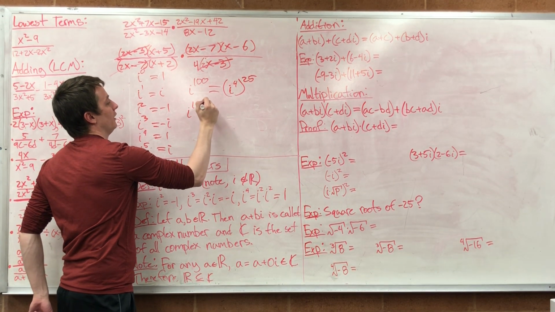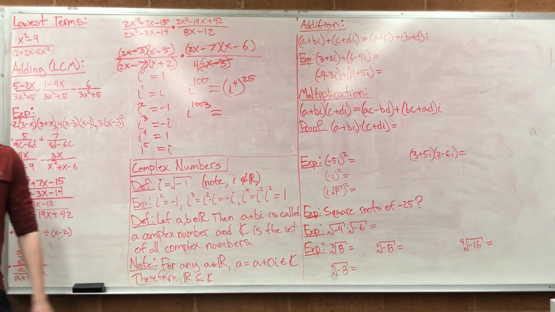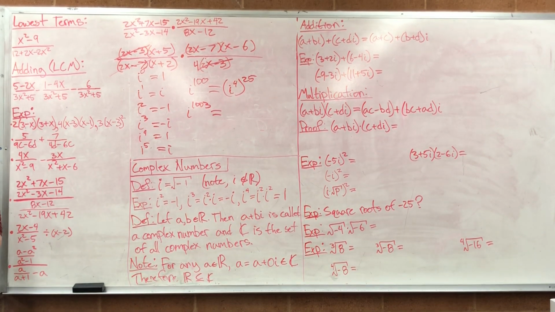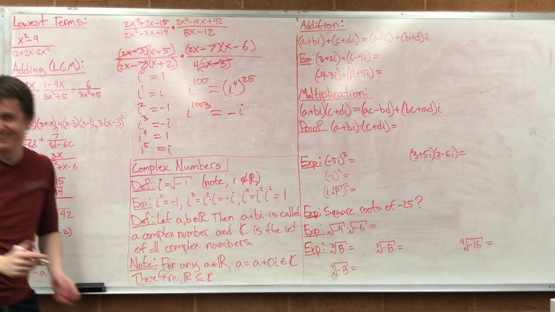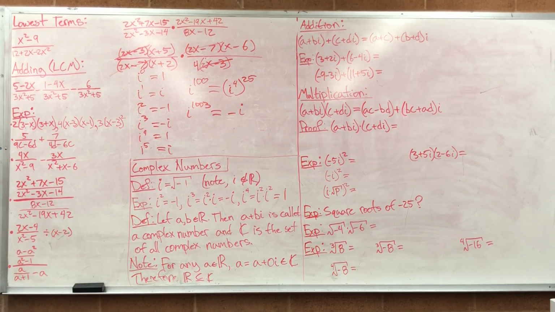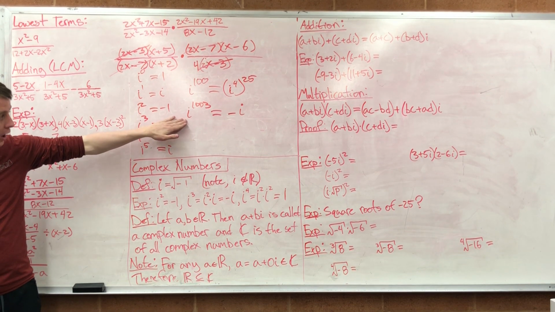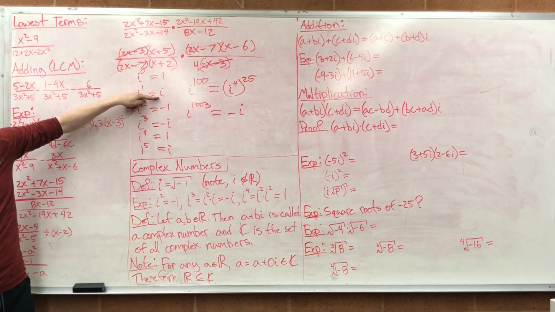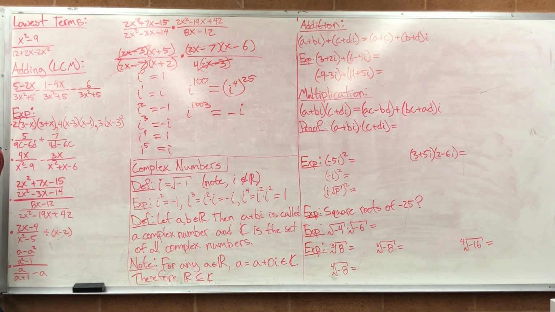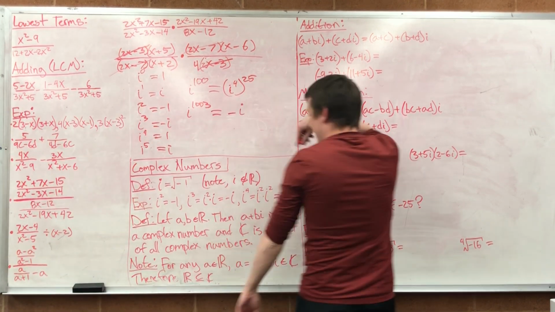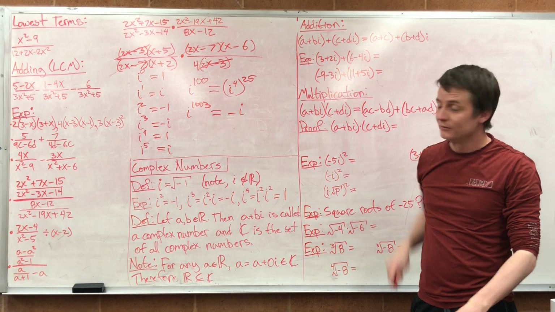What's i to the 1003? Negative i. You knew it was odd, so it had to be i or negative i, because all the evens come out real, ones or negative ones. i to the 1000 is 1. So i to the 1001 is i. So i to the 1002 is negative 1. So i to the 1003 is negative i. Make sense? Quick tricks for quickly calculating i to high values.